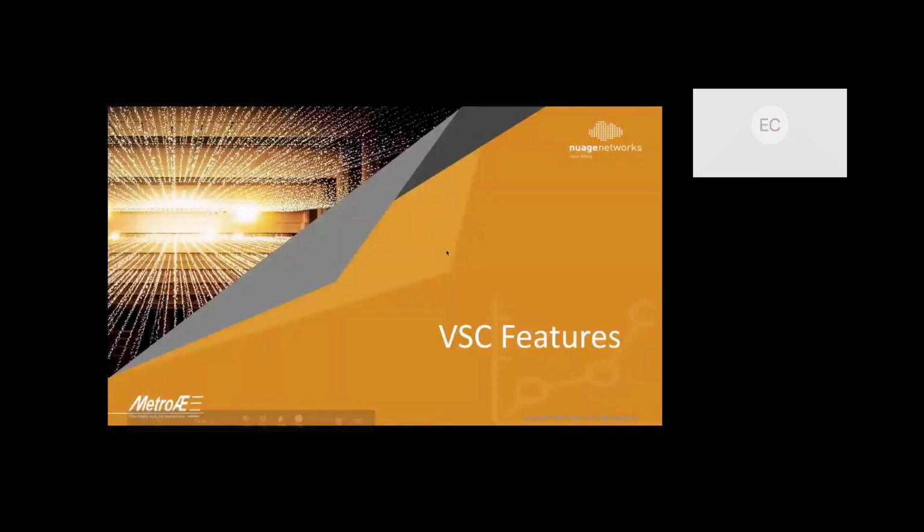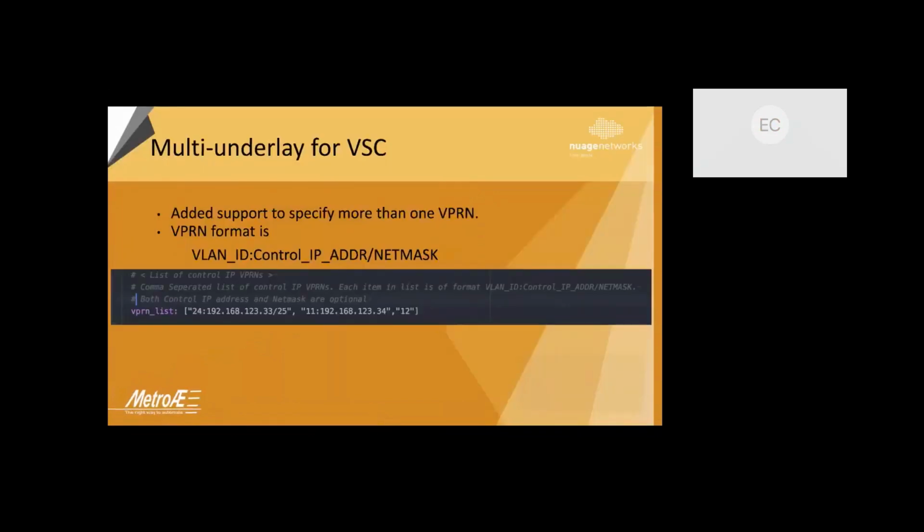The first feature that we have implemented for the VSC is support for multiple underlays. Previously we had defined only one control IP and one VLAN IP. With the new 4.0 support, we have a VPRN list that you can define. The format for the VPRN list is the VLAN ID, the control IP, and the net mask for the IP address. It takes in a list, so you can provide them as a comma separated list, and we'll create multiple VPRNs for that. Out of all these, the VLAN ID is the only one that's required.